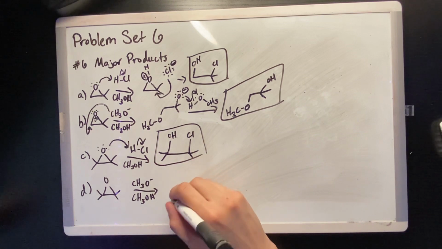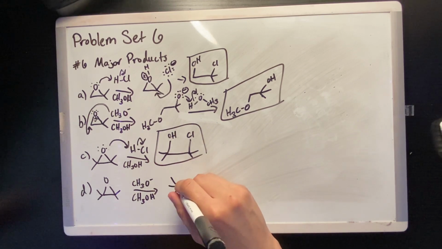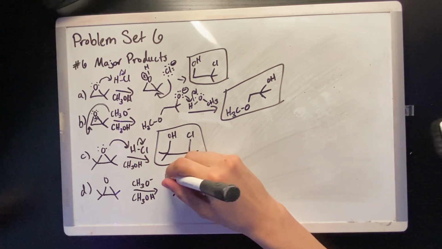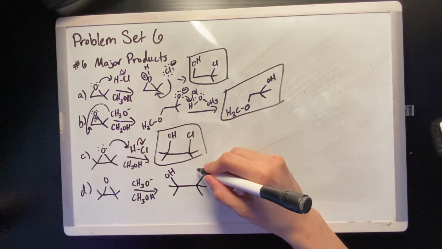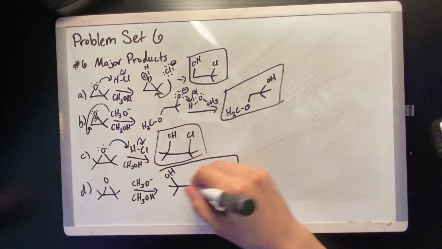So if we look at our product from over here, it's going to be the same reaction, with 2 extra methyl groups. So that will look like this, and we've got an OH, and we have an OCH3. And there is our major product.